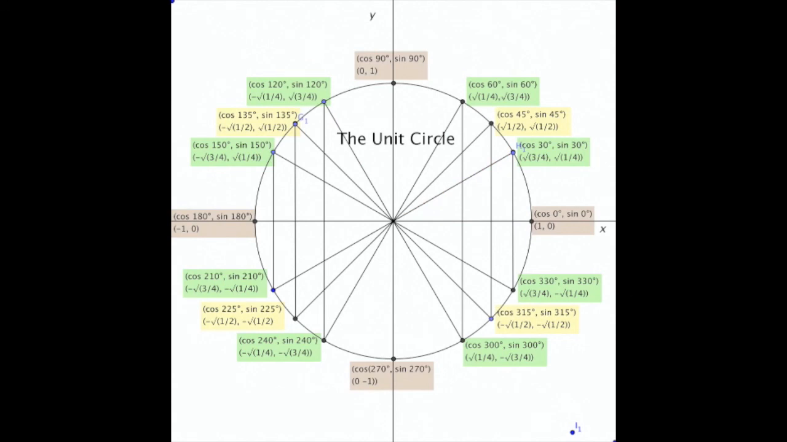Lastly, here are all our results in one diagram. Use the pause button if you want to take your time to study it.